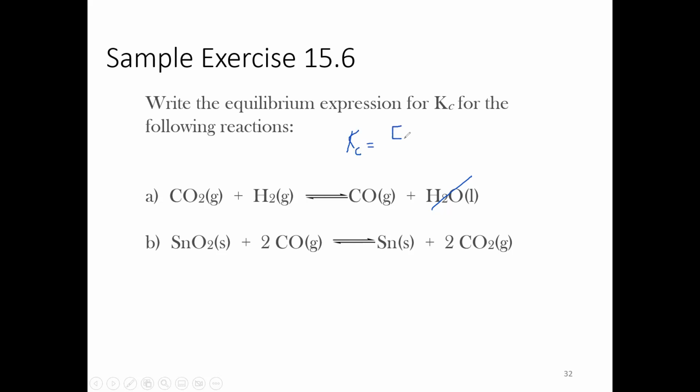On the top, we'll have the concentration of carbon monoxide, and then we're not going to raise that to any power because all of these substances in reaction A just have a coefficient of 1. And then on the bottom, we'll look at the reactants, and since both of those are gases, we'll include the concentration of CO2 as well as the concentration of the hydrogen.